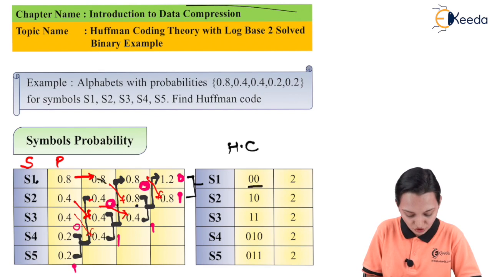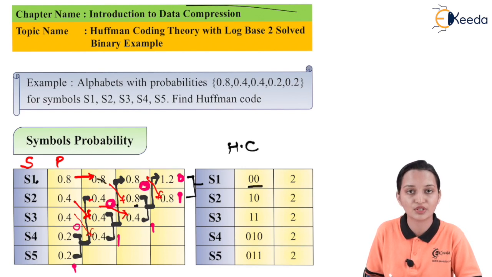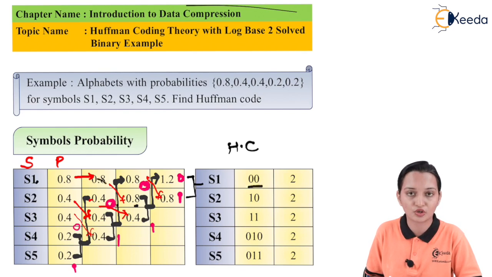0.8 is the probability of S1. Try to find out the path for that particular probability. This 0.8 first moves over here. Here the value of 0.8 is 0. Why? Because we have assigned it as the lowest probability and the value of the lowest probability was 0. After that it moved towards 1.2. The value of 1.2 assigned in binary form is 0. So the answer is 0, 0.